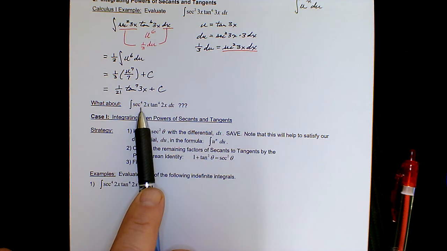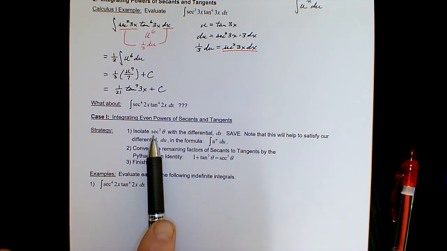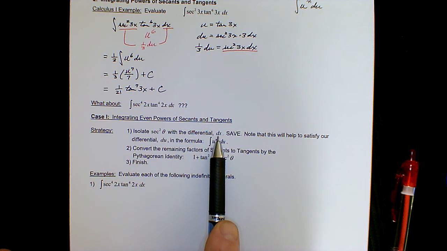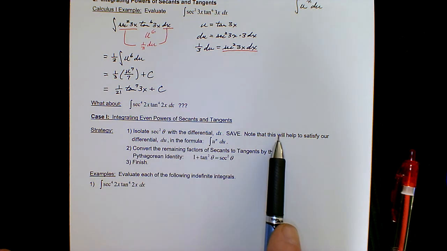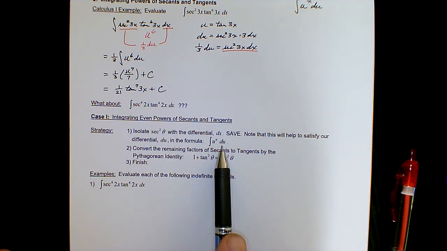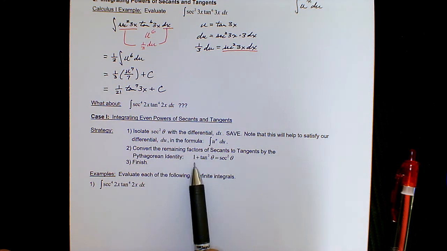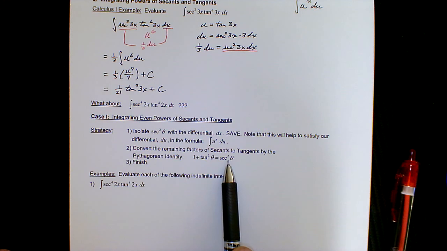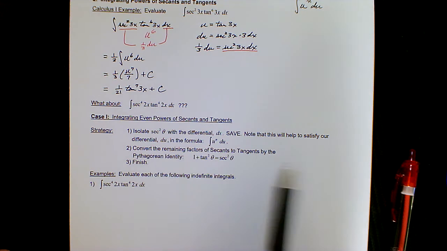And if secant is even, so this is the even power of secant method, we're going to isolate a secant squared with the dx. And the reason for that is because the derivative of tangent is secant squared. And then we're going to save it, and you can further note that this is going to help to satisfy the du in the formula for the integral of u to the n with respect to u. Then we're going to convert the remaining factors of secants to tangents by the Pythagorean identity. So there's the identity for relating tangents and secants: 1 plus tangent squared is secant squared. And then from there it should be pretty much routine.